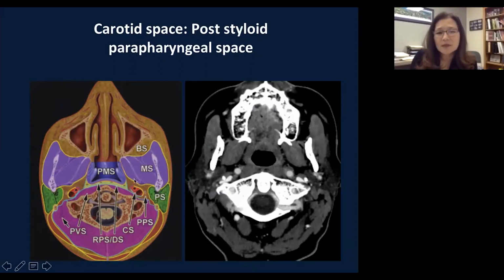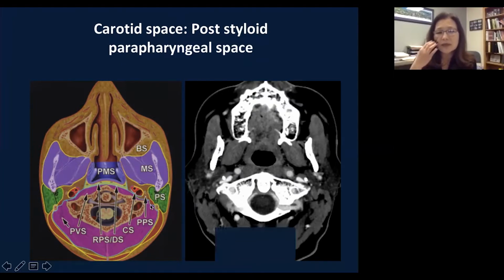Parotid space is immediately posterior to the masticator space, and also includes the mandible. The facial nerve runs through the parotid gland, exiting from the stylomastoid foramen. And you have the retromandibular vein and also a branch of the external carotid artery in the parotid gland.